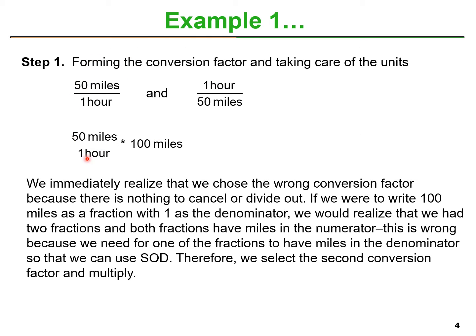Okay, so up here, I simply copied down what we ended up with in the last slide. But looking at this right here, we immediately realized that we chose the wrong conversion factor because there is nothing to cancel or divide out. If we were to write 100 miles as a fraction with a denominator of 1, we would realize that we had two fractions and both fractions have miles in the numerator. This is wrong because we need for one of the fractions to have miles in the denominator so that we can use same object division. Therefore, we select the second conversion factor and multiply. So this is the wrong conversion factor.